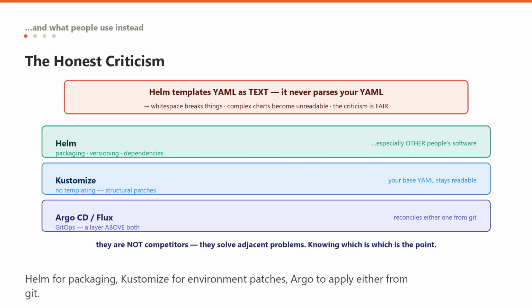And then Argo CD or Flux, GitOps tools which are not really alternatives at all, but a layer above. They take a chart or a customized overlay from Git and continuously reconcile it into the cluster. In practice, the mature answer, and the one that will land well in an interview, is Helm for packaging and distributing software, especially other people's software, Kustomize for environment-specific tweaks to your own manifests, and Argo to actually apply either of them from Git. They are not competitors. They solve adjacent problems, and knowing which is the point.